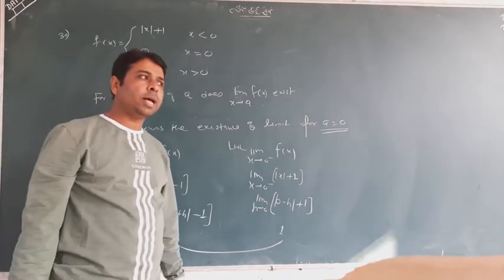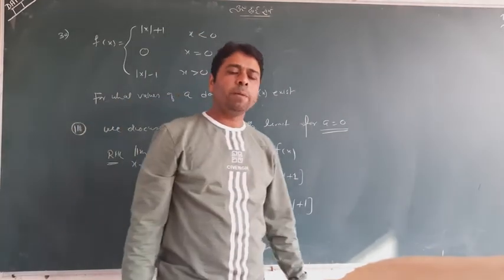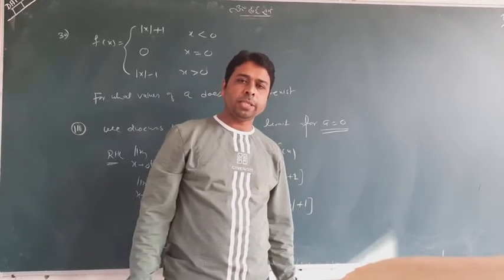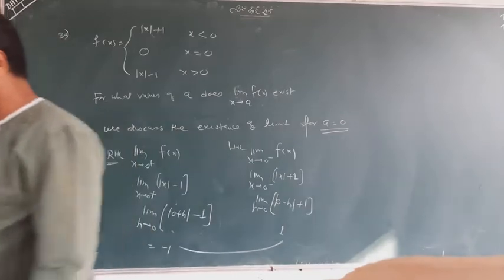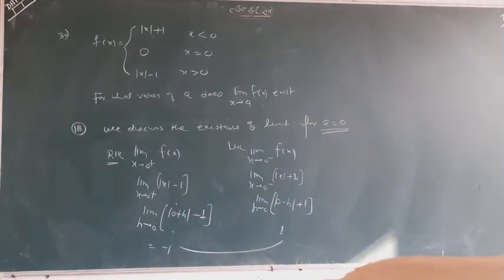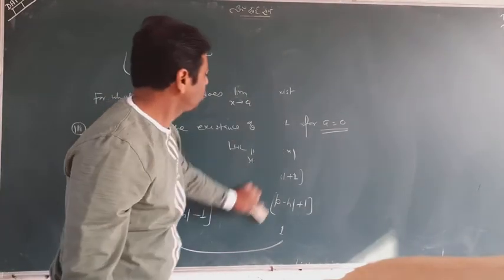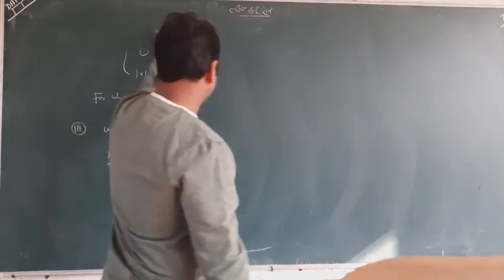So the last answer is: when a is greater than 0 and a is less than 0, the limit exists, but when a equal to 0, the limit does not exist. This is the thing. So students, this was a question. Hope you have got it. Easy it was.